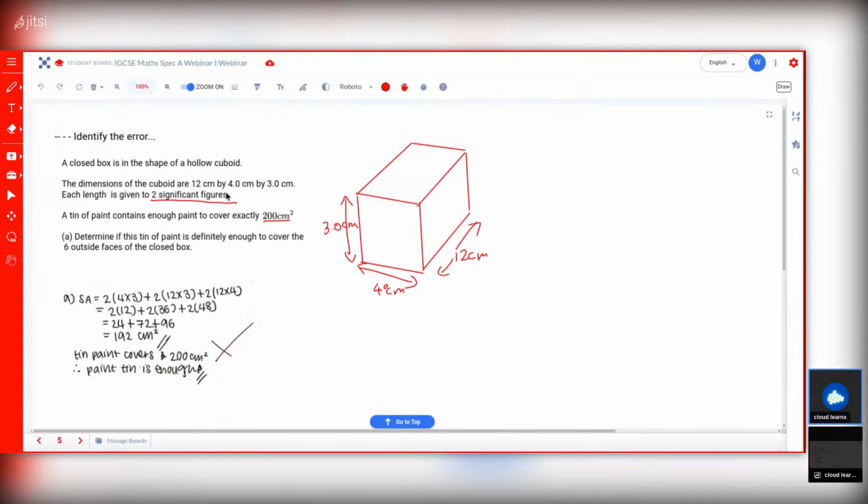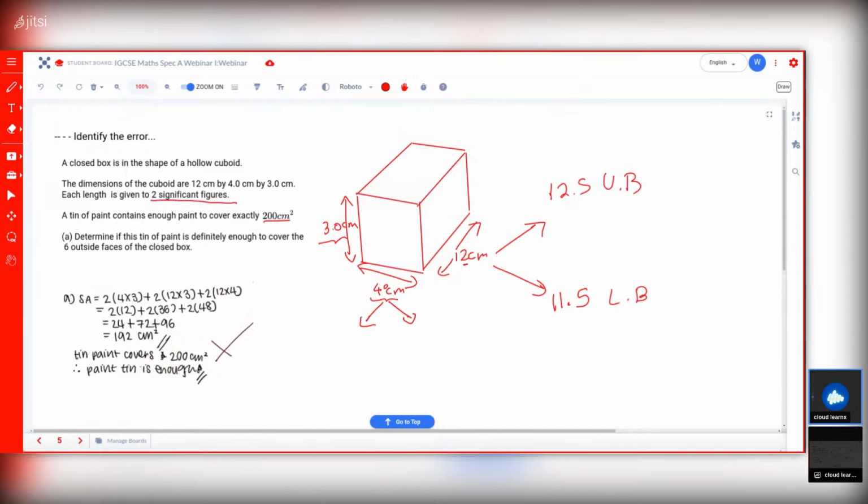Each length is given to two significant figures. So this is not the accurate, the precise value of the lengths and the dimensions. Rounded to two significant figures, 12 could be, the upper bound could be 12.5. And the lower bound could be 11.5, right? Upper bound, lower bound. That could be the lowest value and the highest value. Same thing for 4.